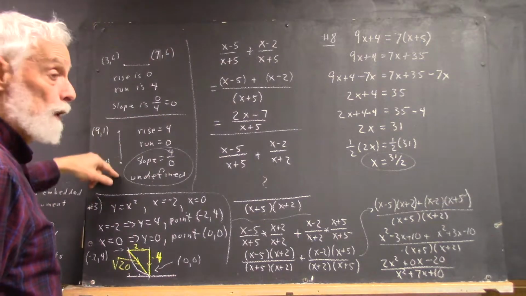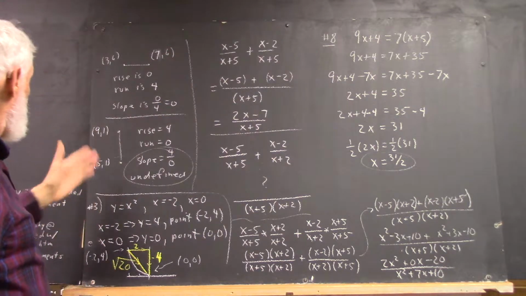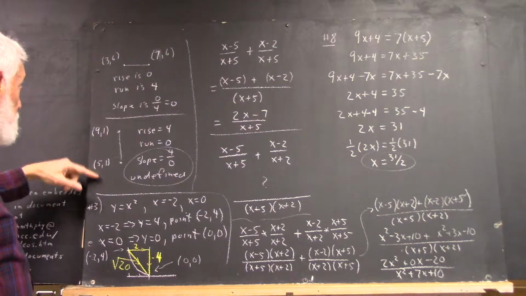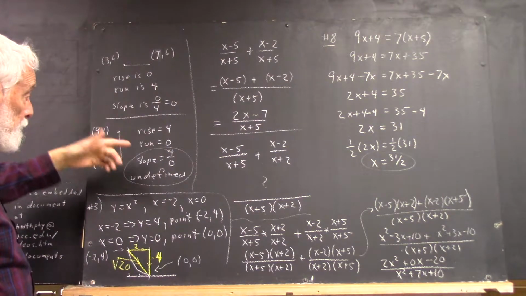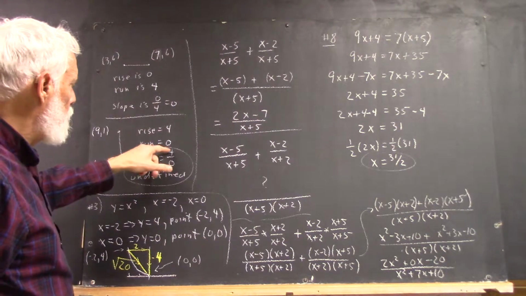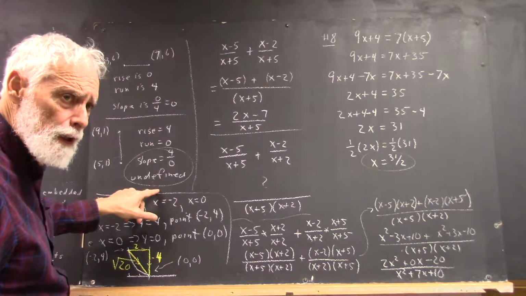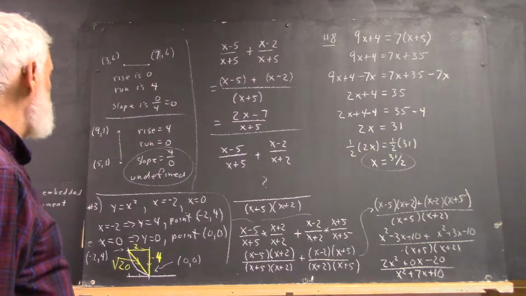Now, if one point is directly above the other, then the rise in this case would be 4, from 5 up to 9. The run from 1 to 1 is 0, so the slope would be 4 over 0, but that's undefined, so you have an undefined slope.